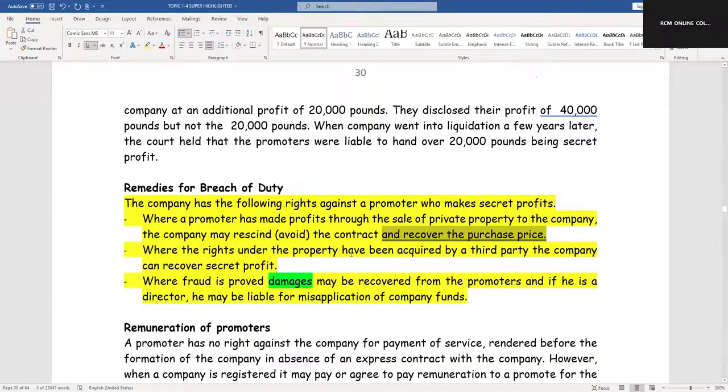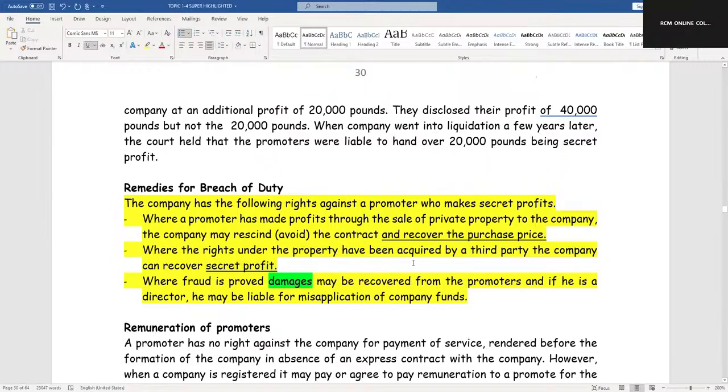So where the rights under the property have been acquired by a third party, that asset that was sold by the promoter to the company, the company doesn't still hold it. They have sold it to another person, so it is not within their means. They cannot return to recover the purchase price. In that case, they just recover only the secret profit.